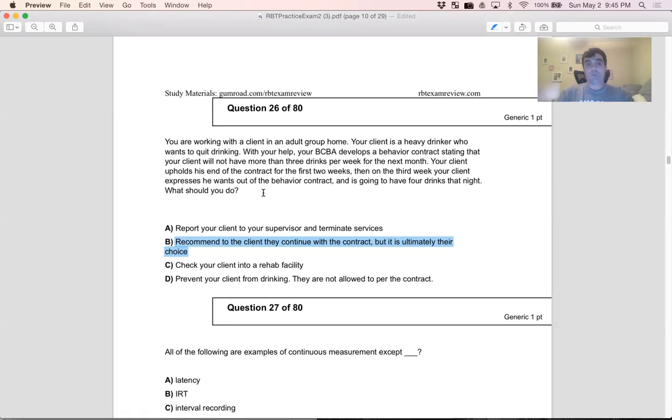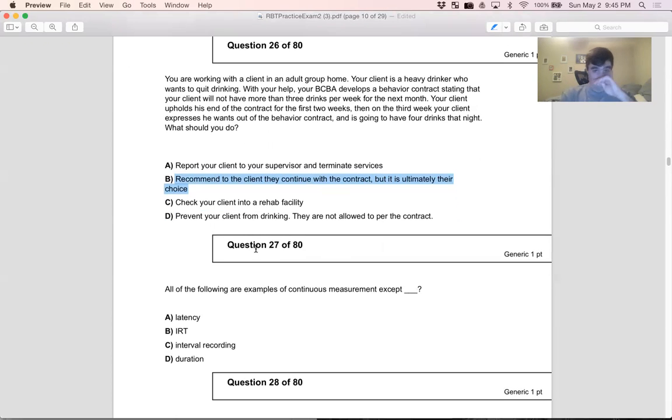So if your client wants to break the contract and have drinks, you recommend they continue, but ultimately it is his choice. Always read all the answer choices. C, check your client into a rehab facility. No, it's not necessary at this time. It's not your scope. D, prevent your client from drinking. They're not allowed to per the contract. That is correct, but you cannot prevent your client from drinking. You can recommend they don't drink, but ultimately it is their choice.